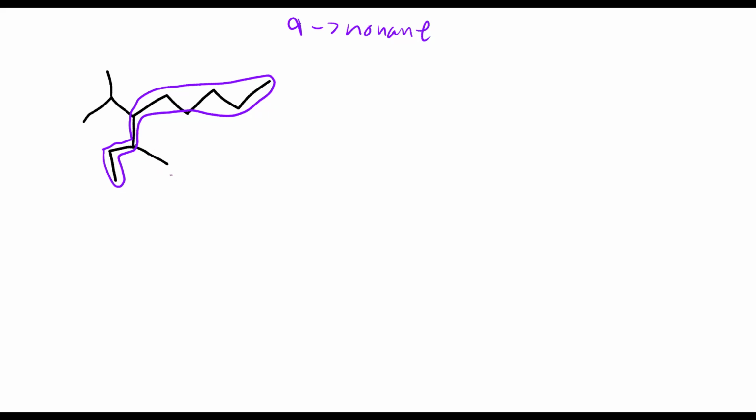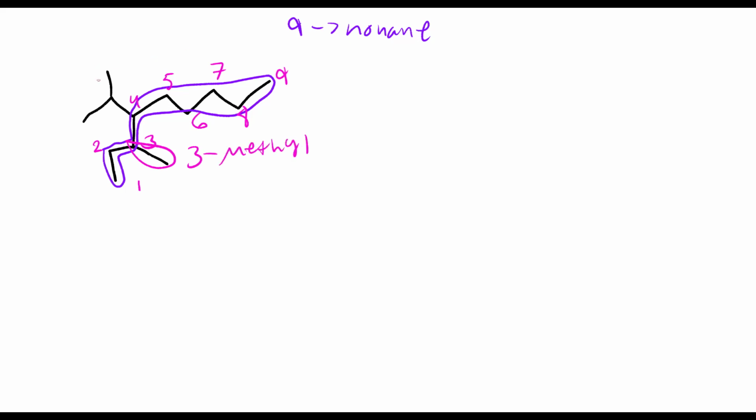I'd rather count downwards going upwards. So I'll count right here. 1, 2, 3, 4, 5, 6, 7, 8, and 9. Because if I count from the right, this is actually going to be 1, 2, 3, 4, 5, 6, 7. I don't want this to be a 7-methyl. I want it to be a 3-methyl. I want to keep the methyl group on the lowest carbon. And so we can say that this is a 3-methyl.